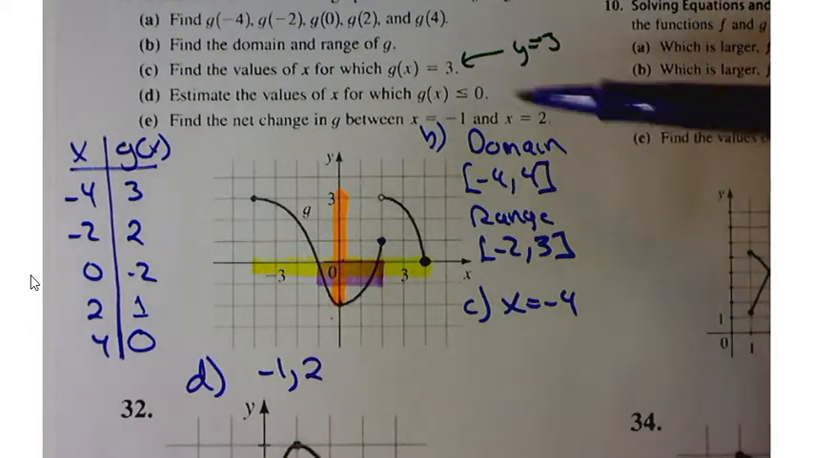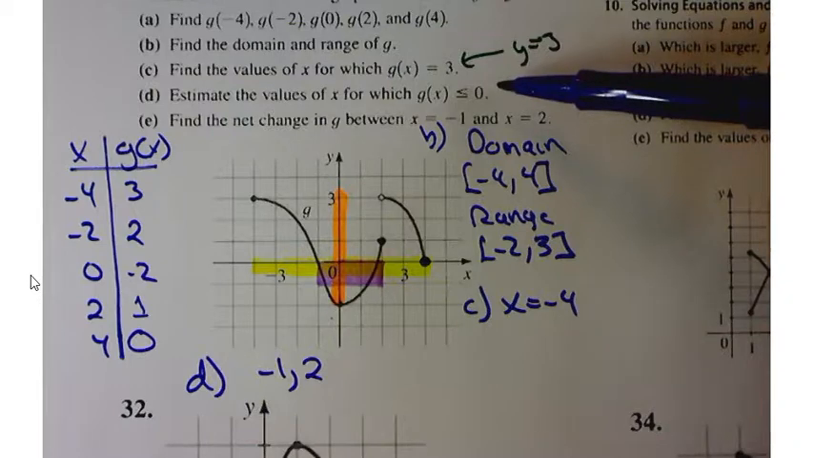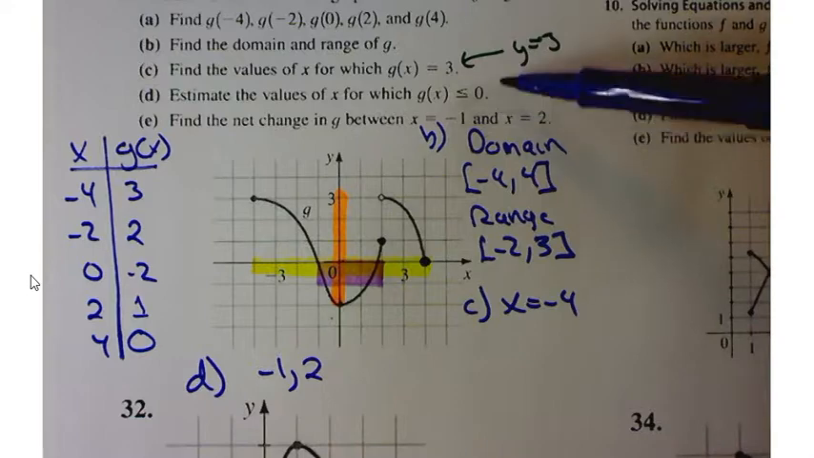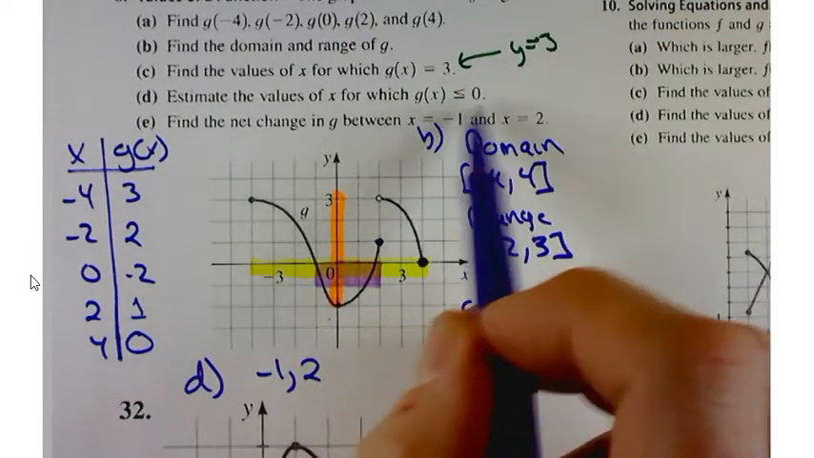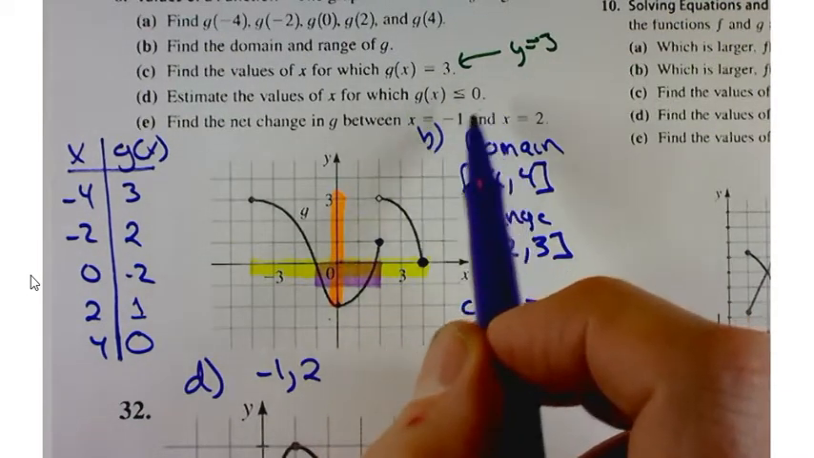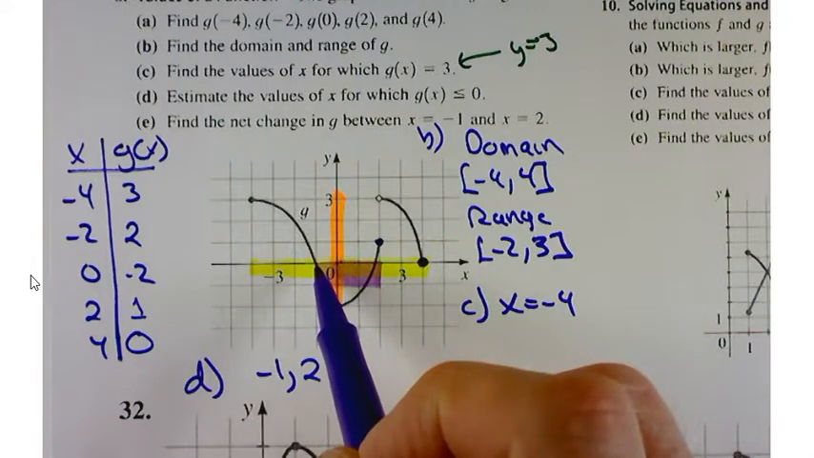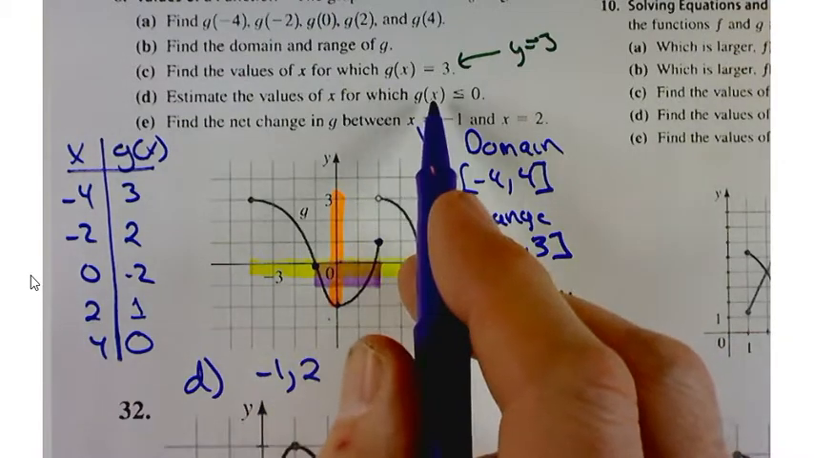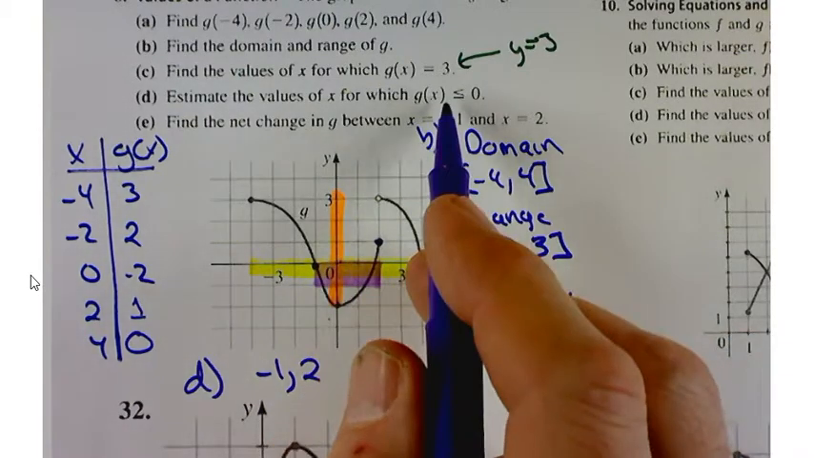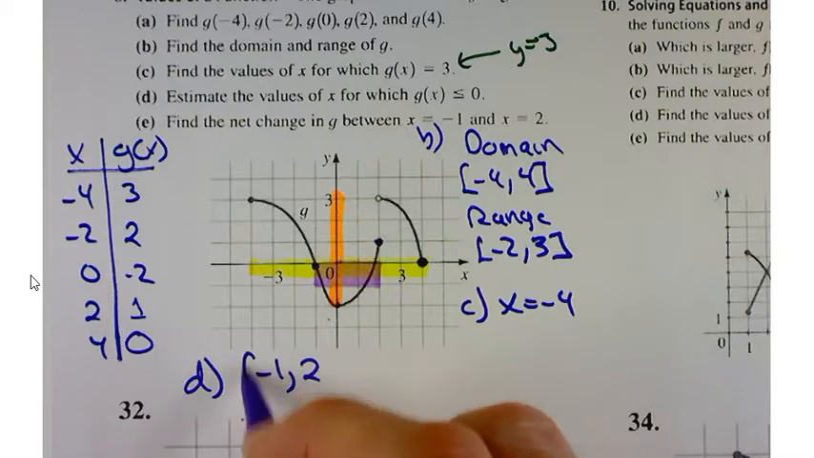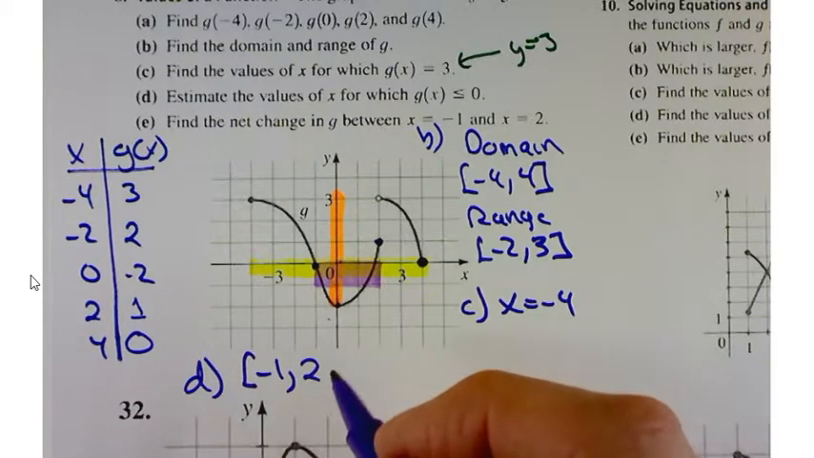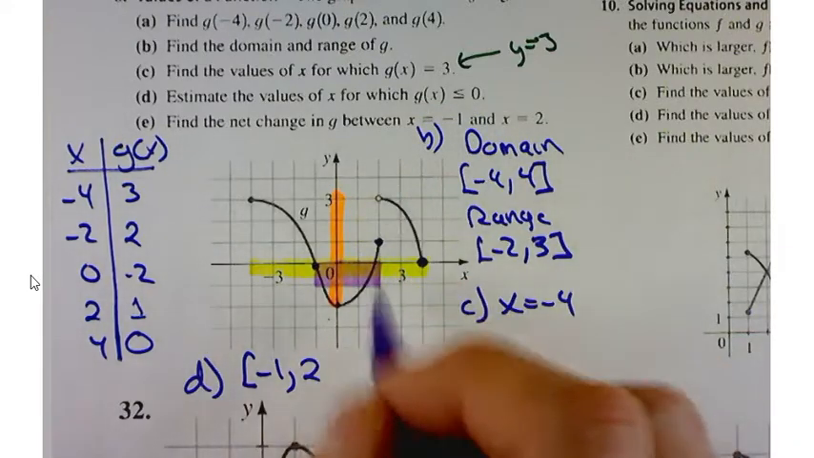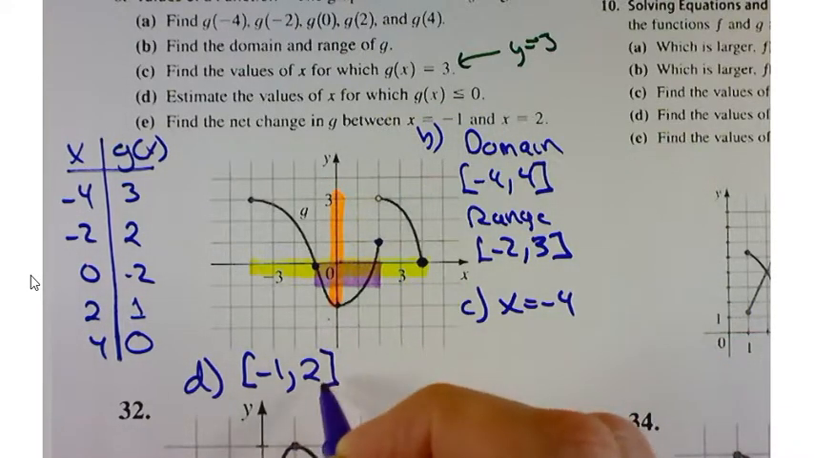Now, I got a good question in my morning class, and that is, well, is that going to be brackets or parentheses? Well, we're looking for where this is less than or equal to 0, and it looks like at -1, the value is actually equal to 0. So would that be true at -1? Yeah. So I want to include that, and I'll include that with a bracket. Likewise, over here, the other end of this, I'll also include that.